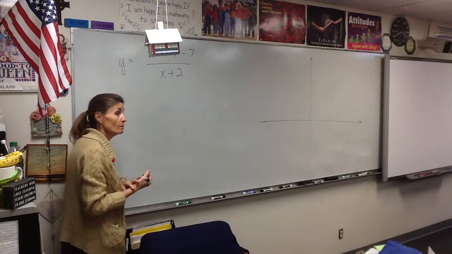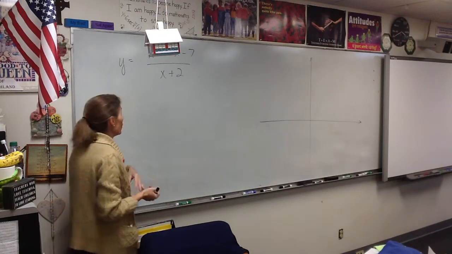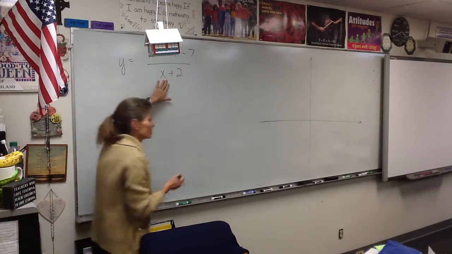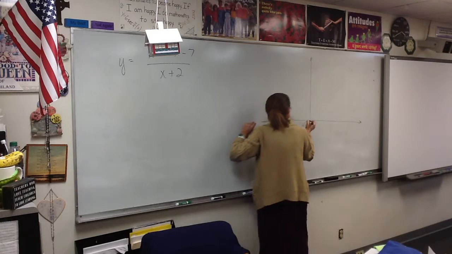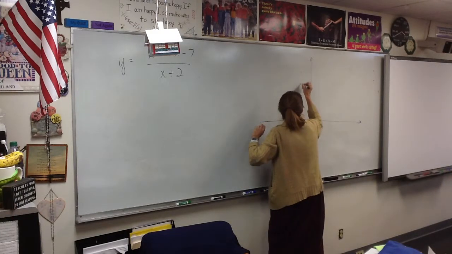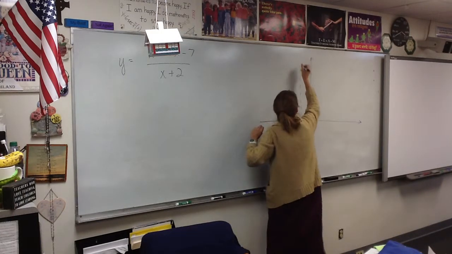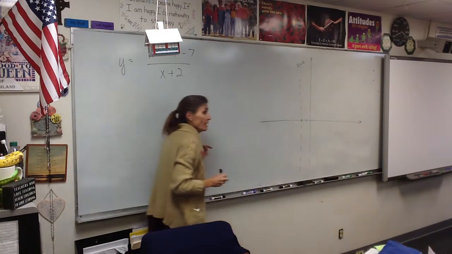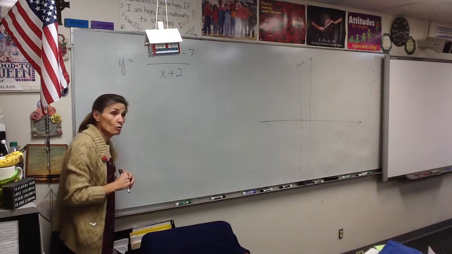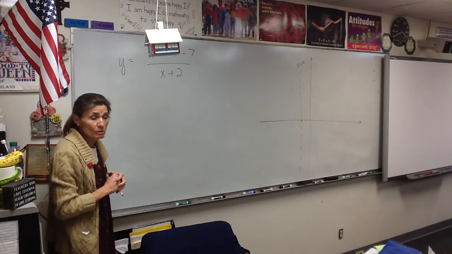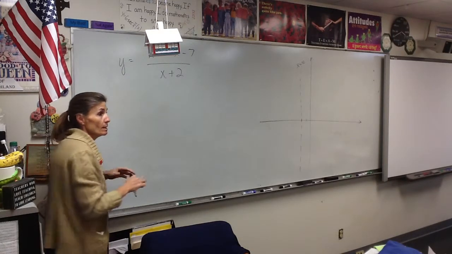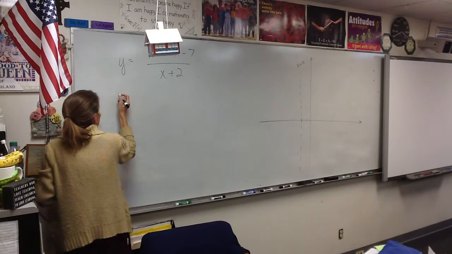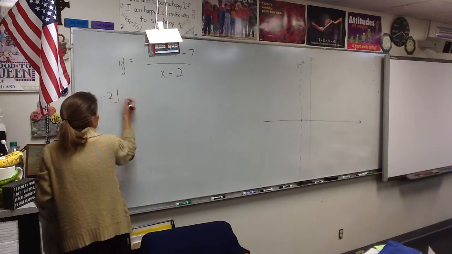Power on top's bigger. So while you're going to have a vertical asymptote at x equals -2, you are not going to have a horizontal asymptote. However, you are going to have an end behavior asymptote, right? So how do we find that again? We divide.